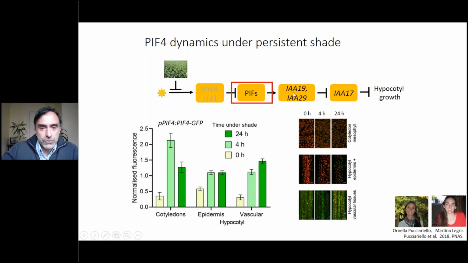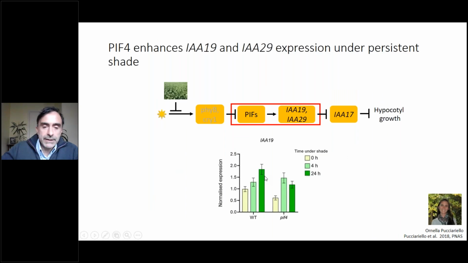In the same vascular tissues, we have the expression of genes such as IAA19 and 29. And here we can see that the expression of, for instance, IAA19 is increased, particularly when we expose the plants to persistent shade. And that extra expression observed in response to persistent shade is actually completely lacking in the P4 mutant background, giving support to this relationship. Actually, these promoters are direct targets of P4.